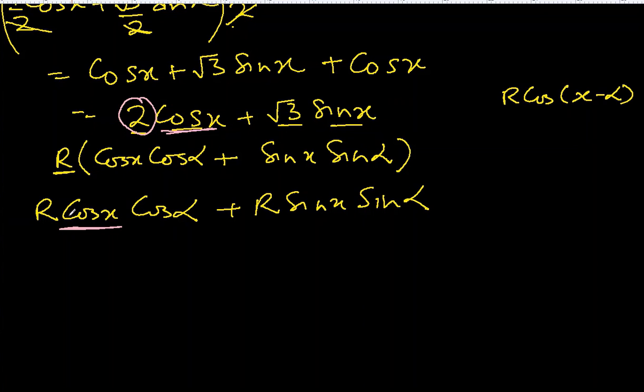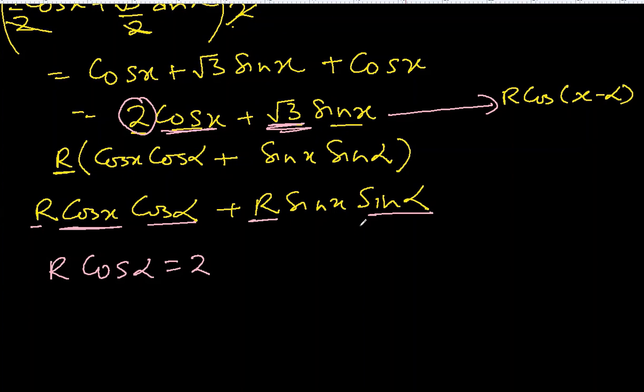2 is extra here and r cos alpha is extra. So I will write r cos alpha is 2. If I want to convert this into this format, I have to see that r cos alpha is 2. Similarly, square root 3 is here, and I didn't write r or this here. R sin alpha is here. So r sin alpha equal to square root 3. Right? So now our first job is to find alpha.